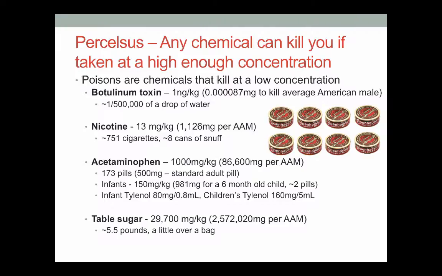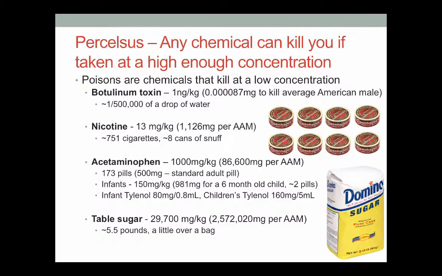And then finally, on the extreme end, you've got things like table sugar, where we're talking about 30 grams for every kilogram of weight. So you're looking at eating about a whole 5.5-pound bag of sugar in one sitting before you start having a toxic reaction. And my general feeling is that if you eat 5.5 pounds of pretty much anything, you're going to be feeling pretty awful, whether it's sugar or drinking a whole gallon of water or something. You're going to have a bad time.